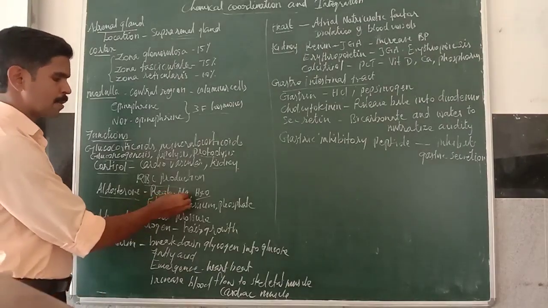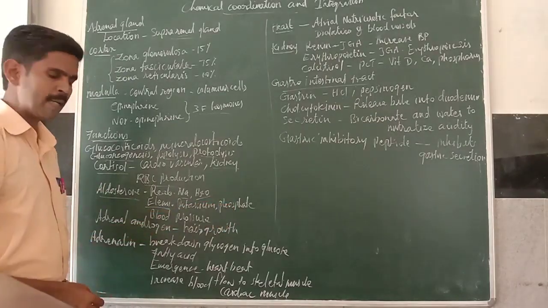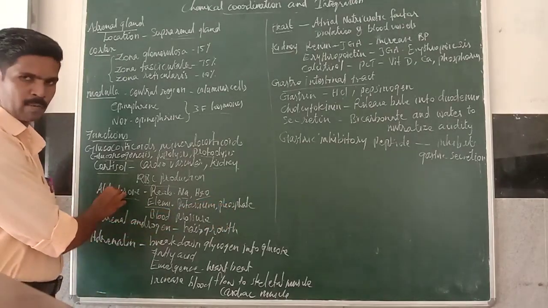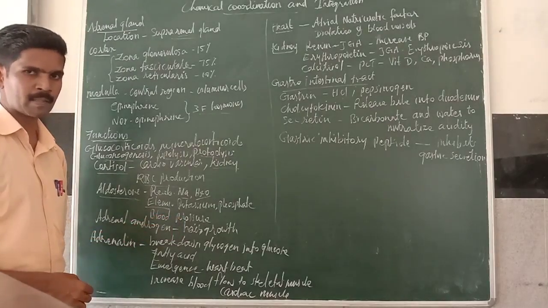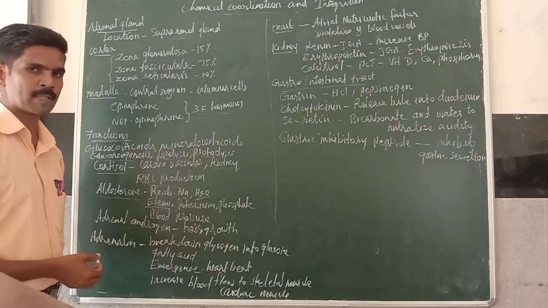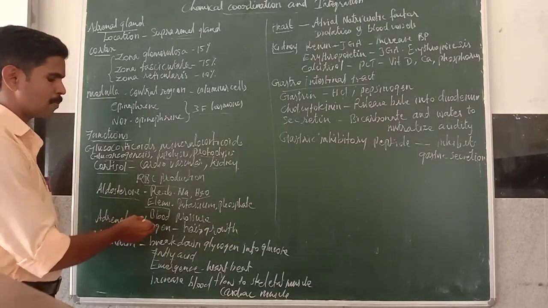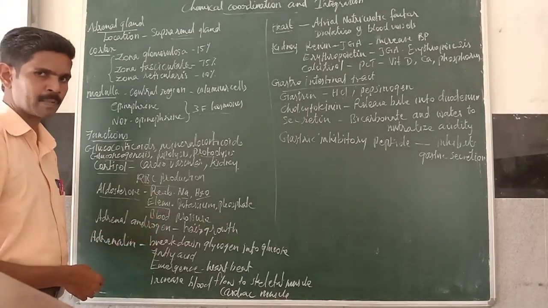So the reabsorption of sodium and water and elimination of potassium and phosphate is the major function of aldosterone, and this hormone also controls the blood pressure. There are different types of hormones involved in controlling our blood pressure. So this hormone also tries to reduce the blood pressure in our body.